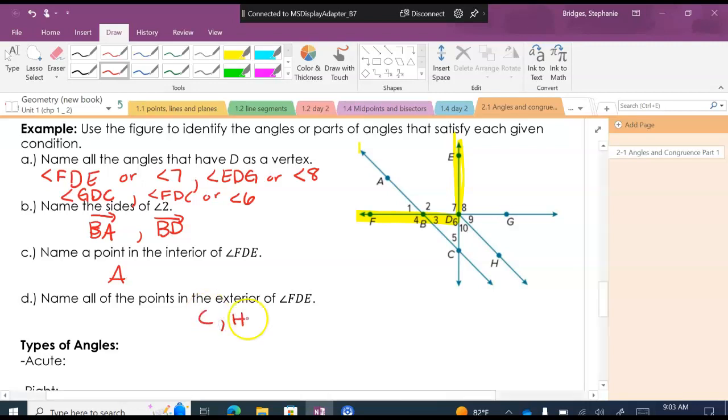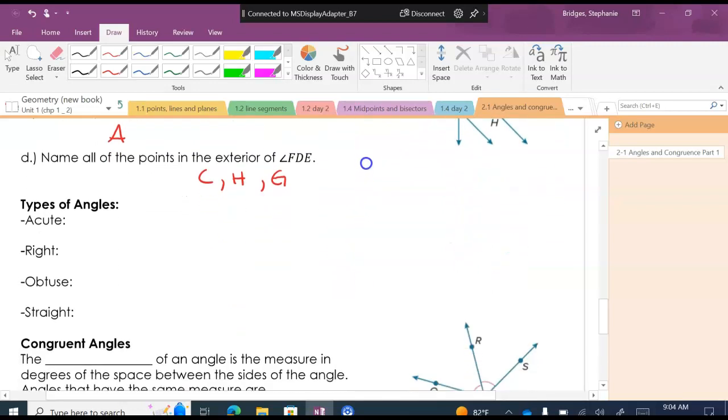C, H, and G. Those are all of the points that are on the exterior of angle FDE. So far, so good. Okay, now we're going to talk about 4 types of angles. What's the first one it says? Acute. Does anybody know what an acute angle is? An angle that is less than 90. So an angle that is between 0 and 90 degrees.